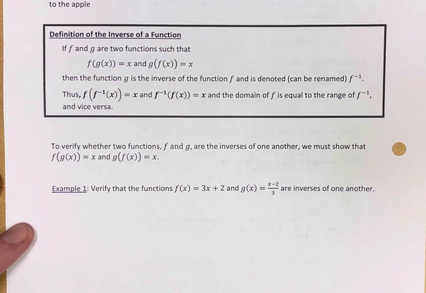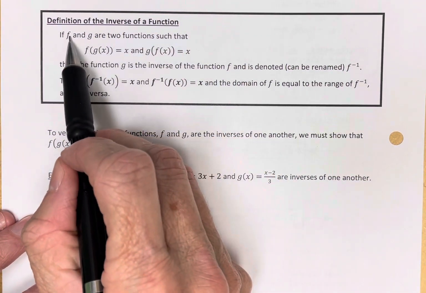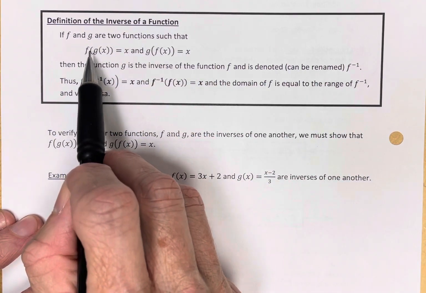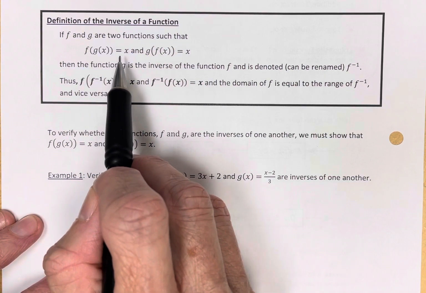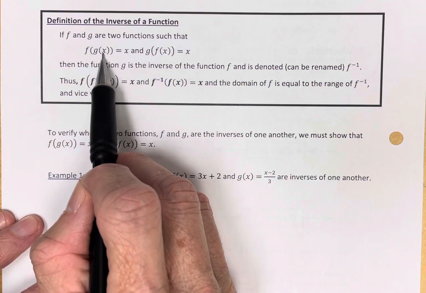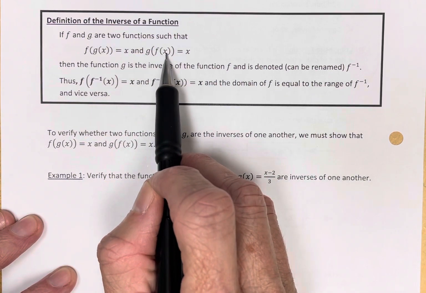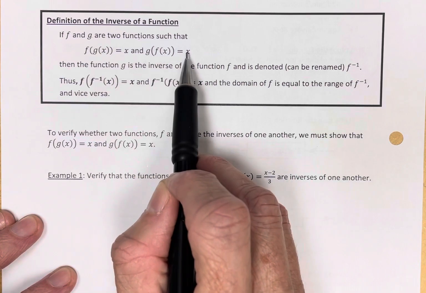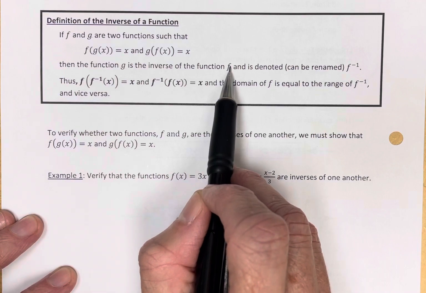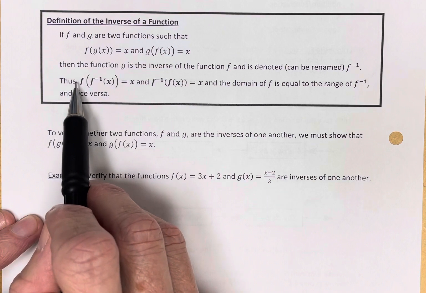So what is the definition in mathematics of the inverse of a function? If f and g are two functions such that f of g of x is equal to x and g of f of x is equal to x, so you do the g function first and then the f function, and out comes x, and you do the f function first and then the g function, and also out comes x, then g is the inverse of f. And we can rename g f inverse.